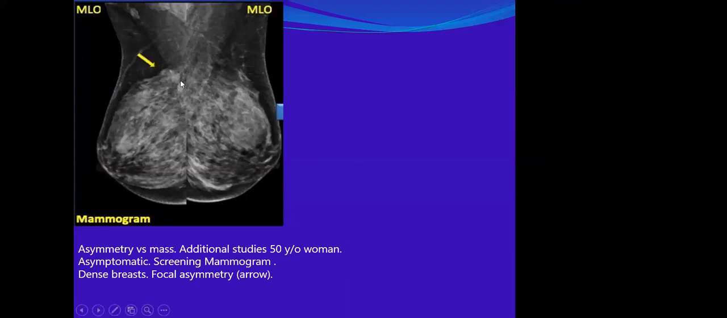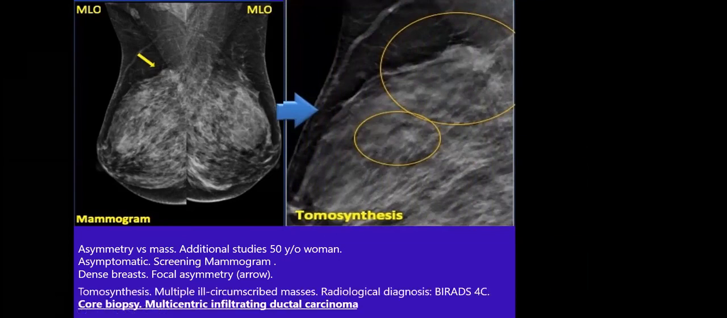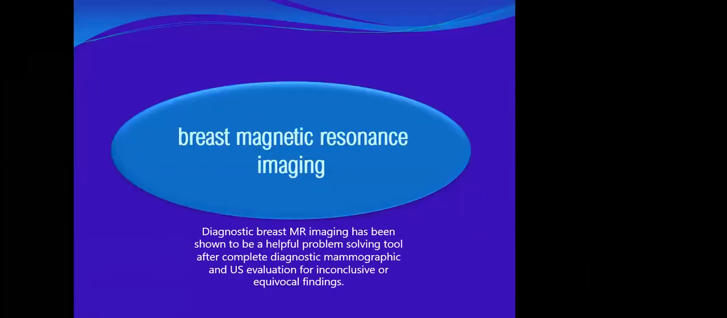Again, if you look here, there is suggestion of focal or asymmetric findings on mammography here. It was seen on the CC view. That is why it was reported as focal asymmetry. But look at the tomosynthesis, how it clarified as a spiculated mass, and demonstrated another lesion which was not appreciated on these. And core biopsy revealed multicentric infiltrative ductal carcinoma.